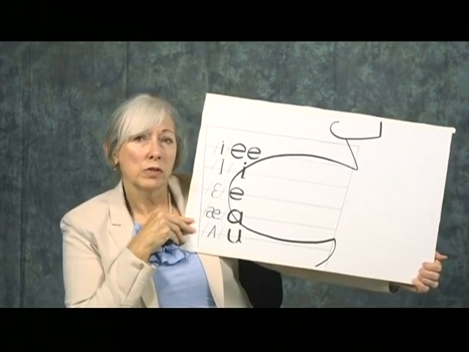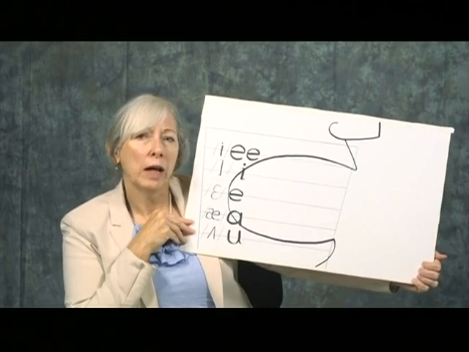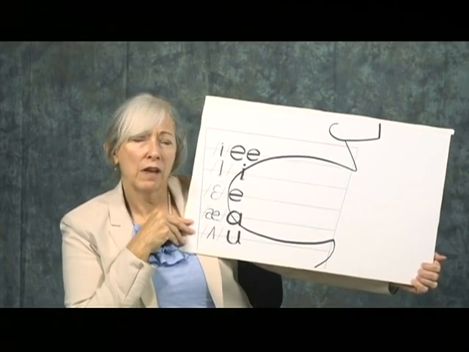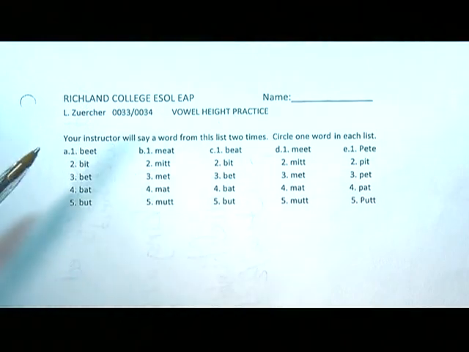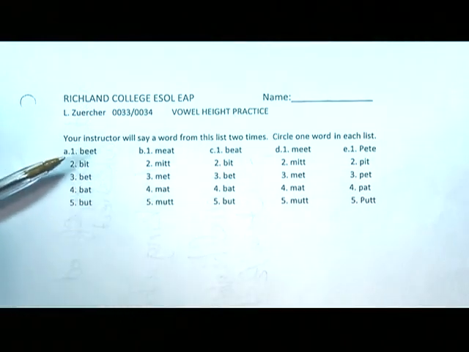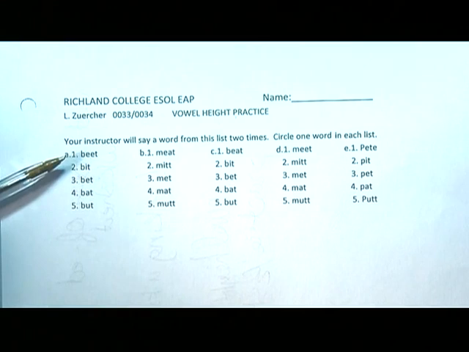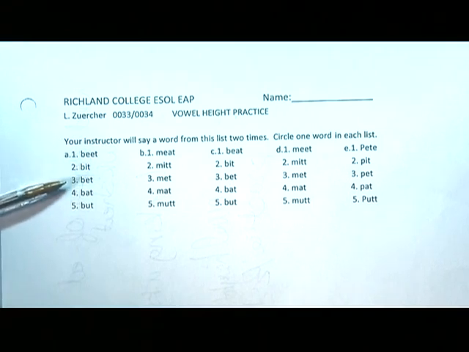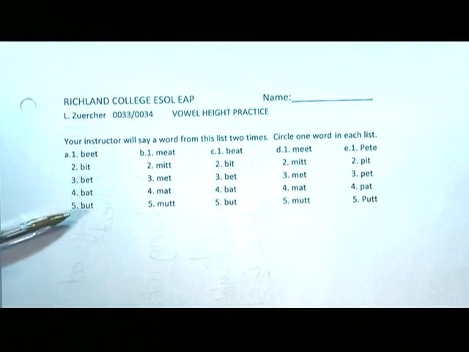Let's look at some words that are the same except for the vowel sounds. We call them minimal pairs. Here we have the B series. The beginning sound is B, the ending sound is T, and the only difference is these vowel sounds. So these will sound like this: beat, bit, bet, bat, but. That way you can really just concentrate on the vowel.